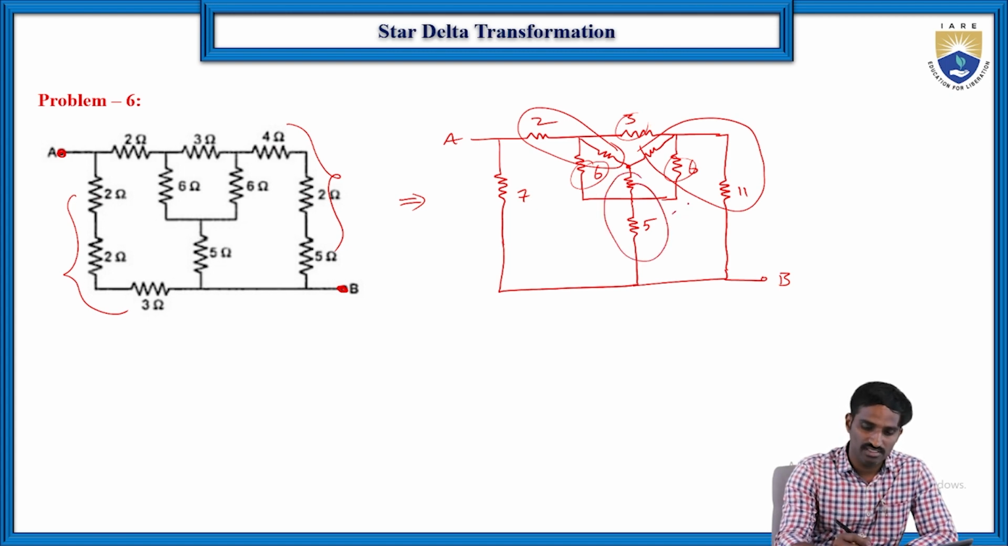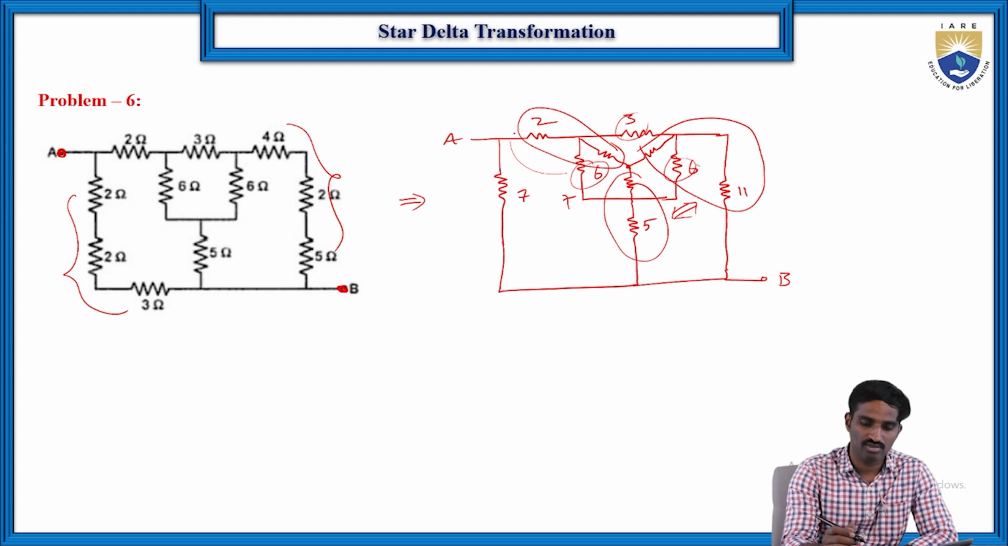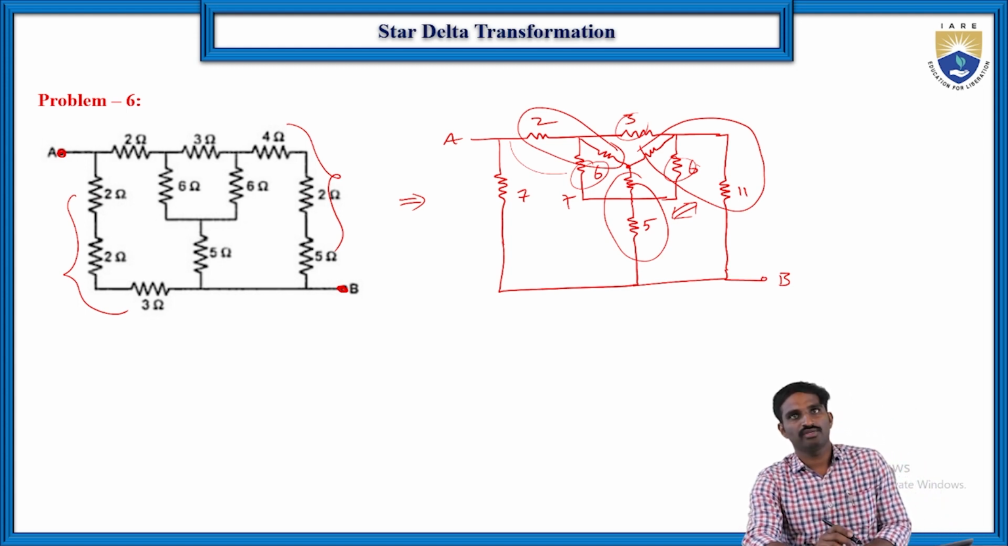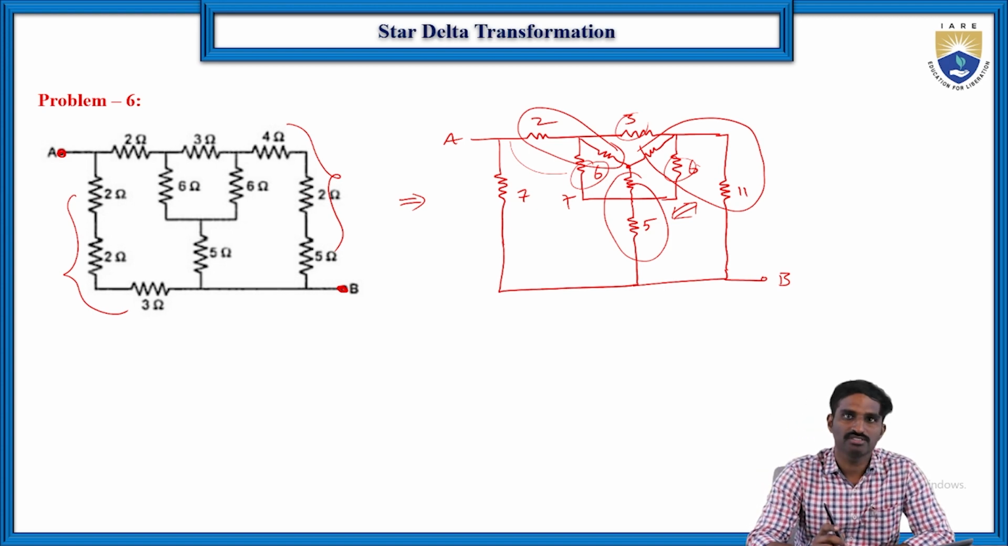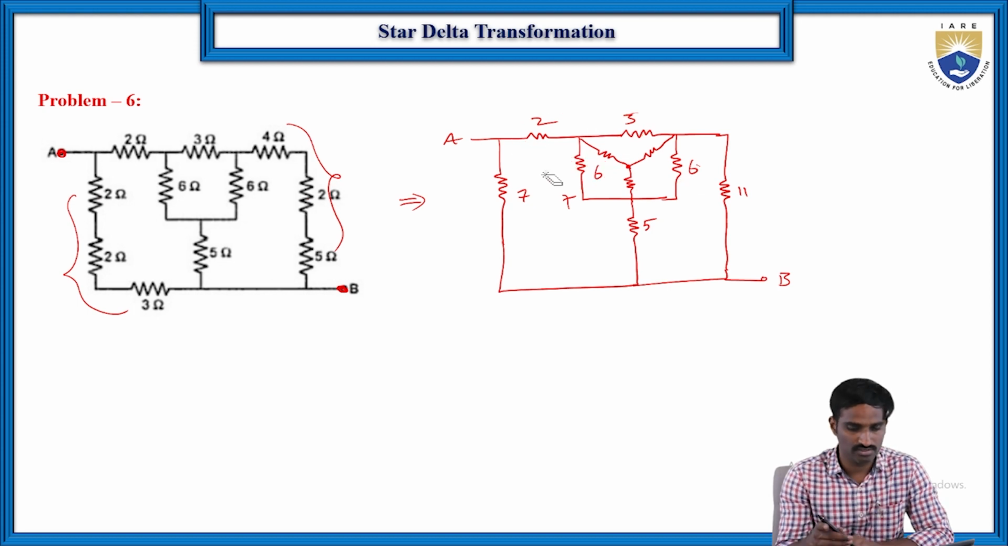Again, these two combinations are in parallel. Okay. And this parallel combination is in series with this one. Okay. So like that you can reduce the network, and you can find the equivalent circuit. Okay. So let us find it here.